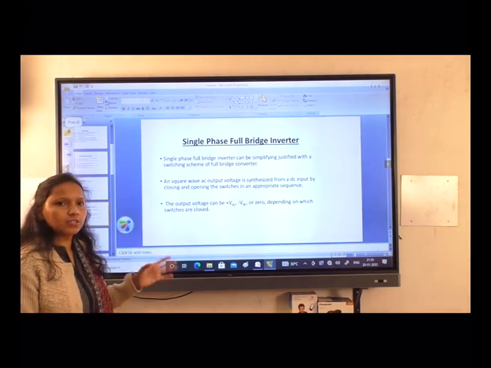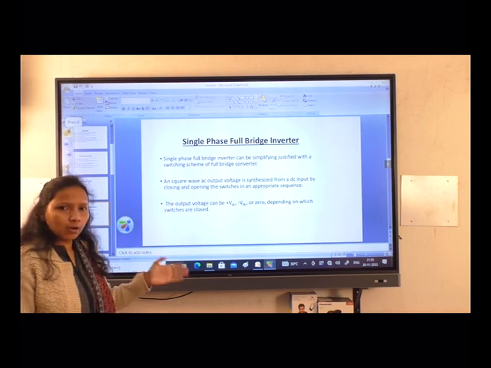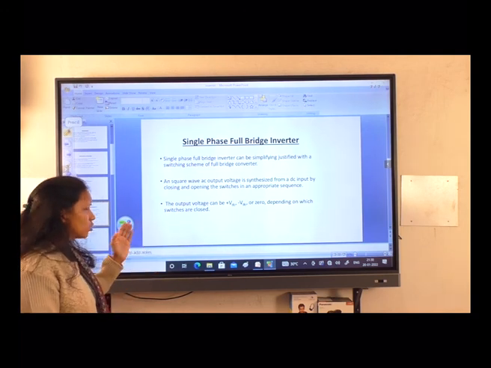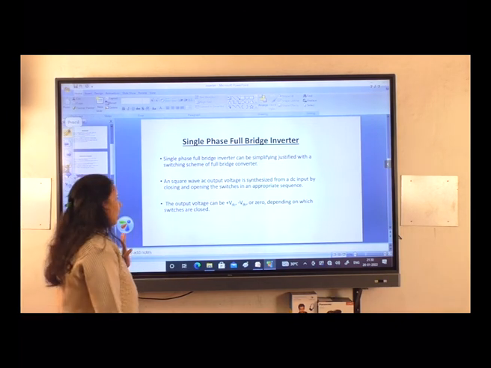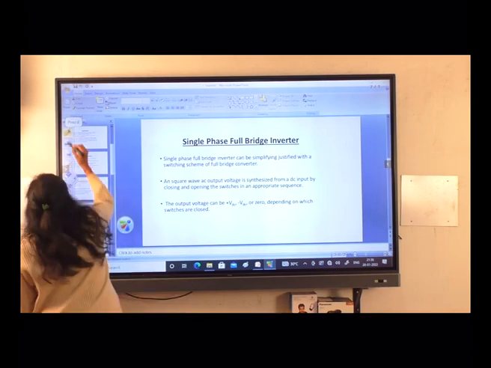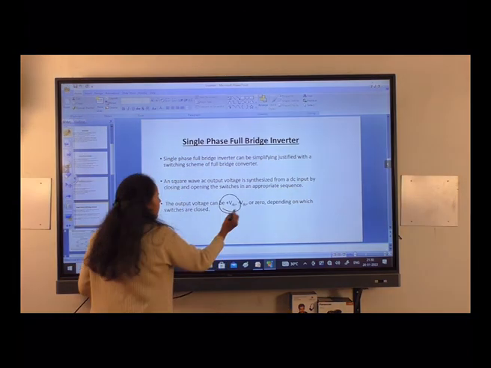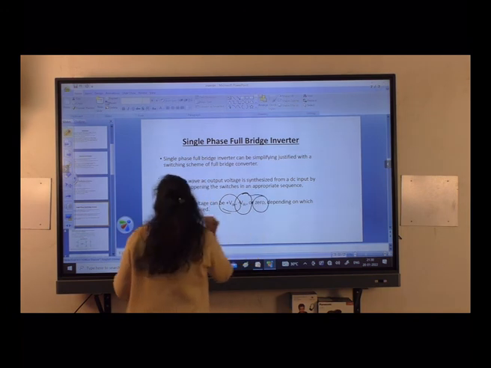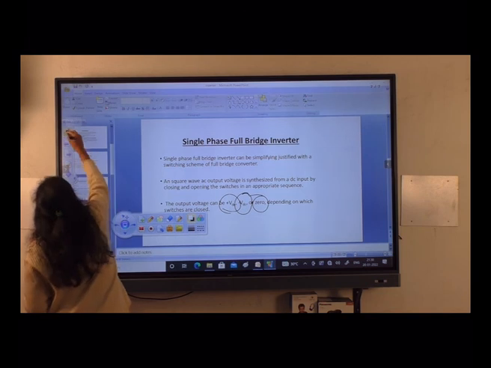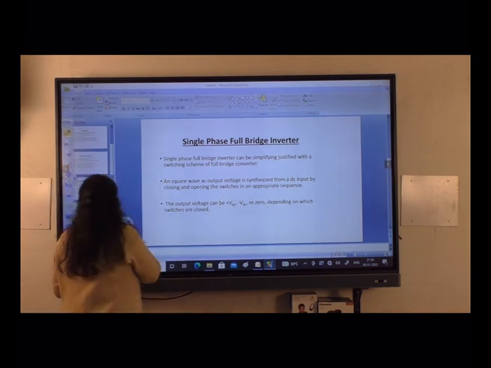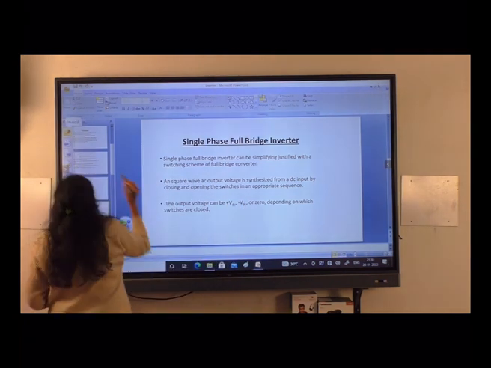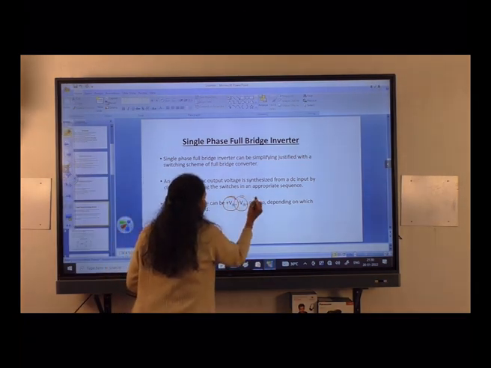In appropriate sequence, by turning on and turning off, closing and opening the semiconductor device, we get square wave AC output. So the output voltage level can be plus VDC, minus VDC, and 0. These are the levels of output voltage. We will discuss in detail.